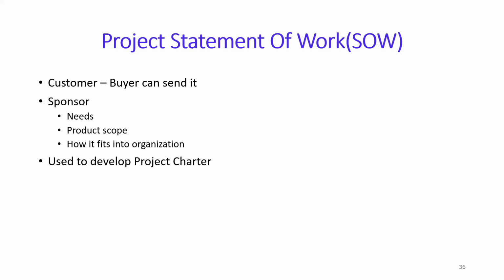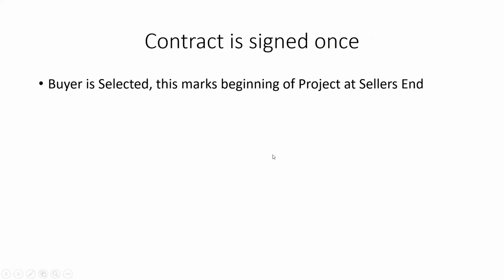Now, before the project charter, the input you have is the project statement of work, or the SOW, or it could be the business case or any other signed document. The customer and buyer can send the statement of work. The sponsor needs to review it, come up with the product scope, finalize the product scope, and find out how it fits into the organization. So this becomes an input to develop the project charter. Okay, so when does the project charter get started? Once the contract is signed, once the SOW is signed, the project charter starts off.